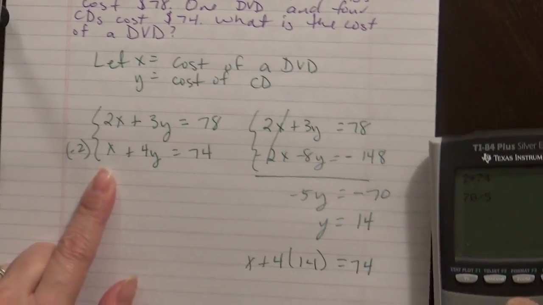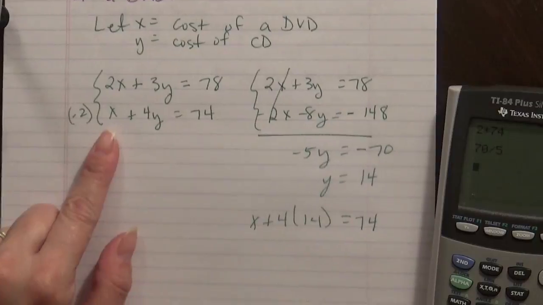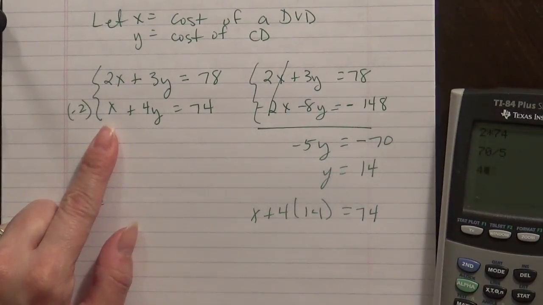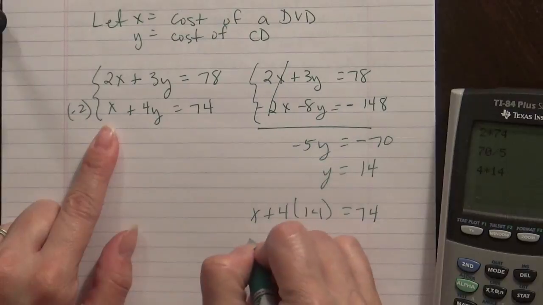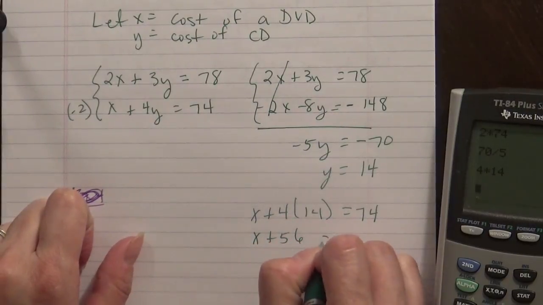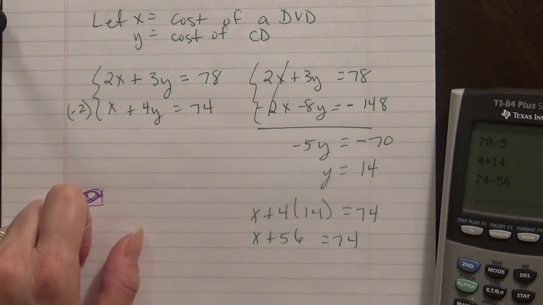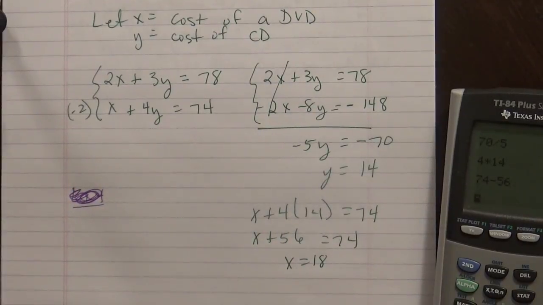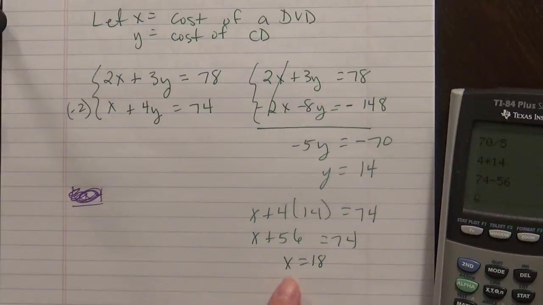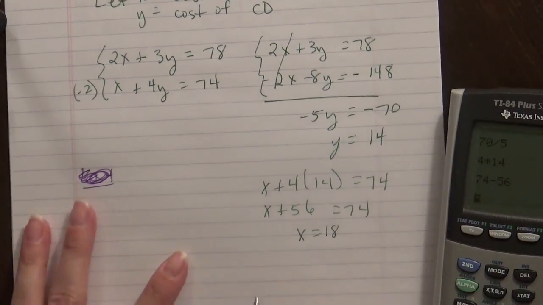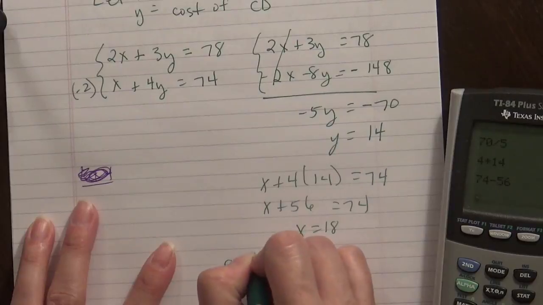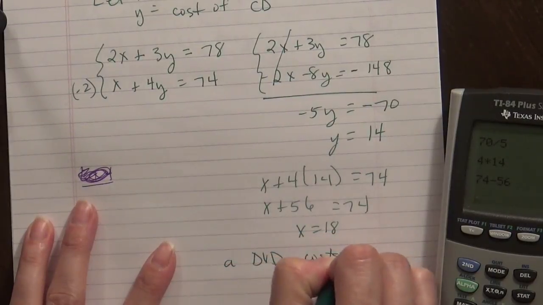And then from there I can do my calculations. 4 times 14 is 56, so x plus 56 equals 74, and then subtract. x equals 18. Okay, so we always have to make sure that we answer our original problem. They asked to determine what is the cost of a DVD. Remember, we let x equal the cost of a DVD, so our x would give us our answer of $18. So we could say a DVD costs $18.